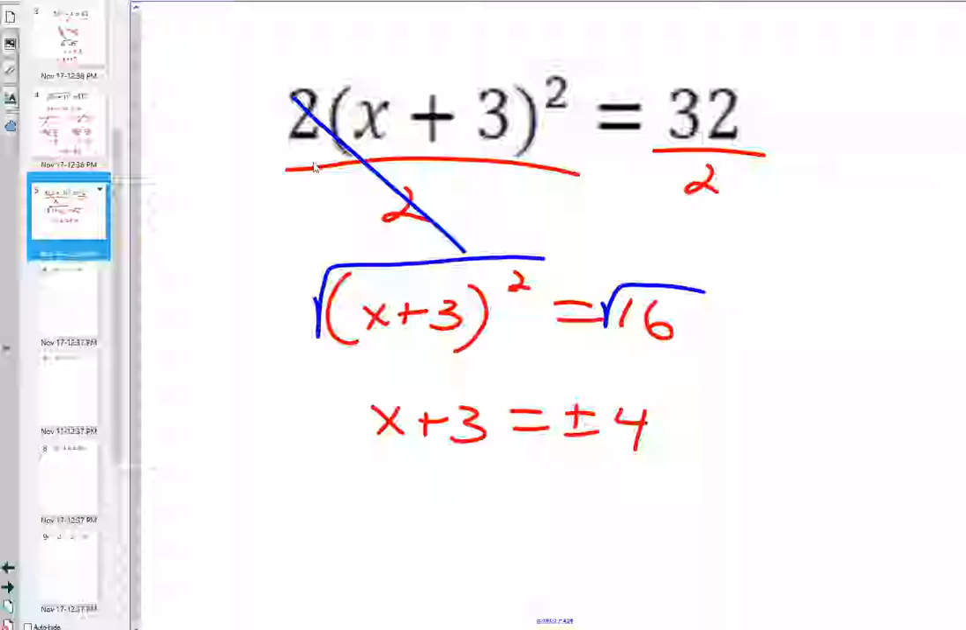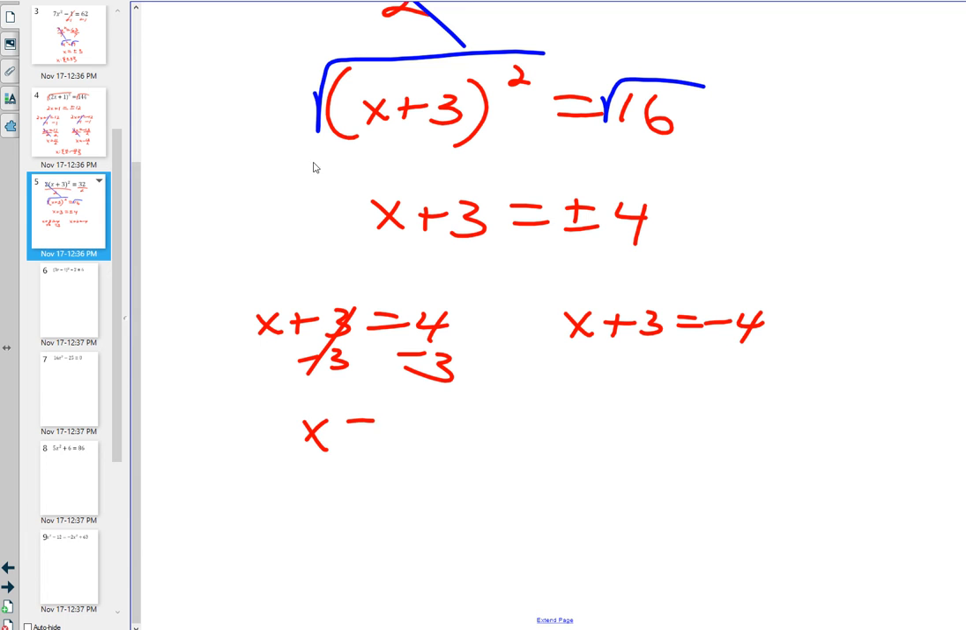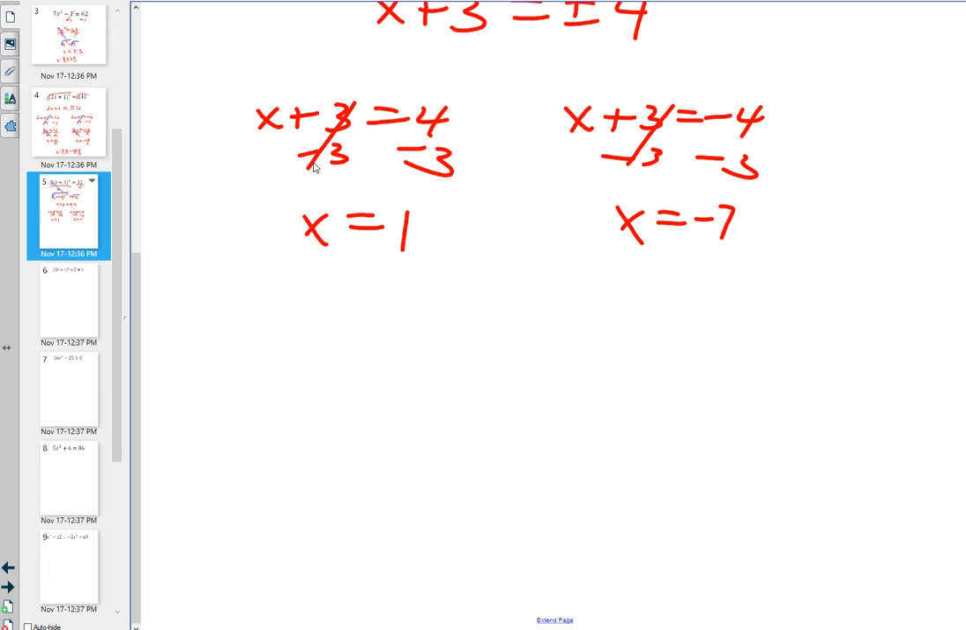So x plus 3 is plus or minus 4. Don't forget the plus or minus. x plus 3 is 4. x plus 3 is negative 4. Minus 3, minus 3. x is 1. Minus 3, minus 3. x is negative 7. So x is 1.